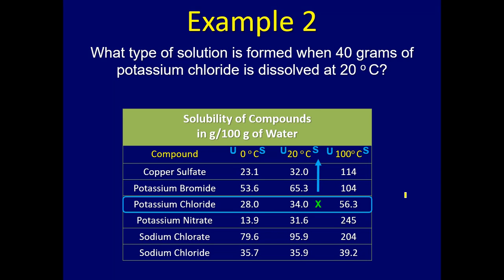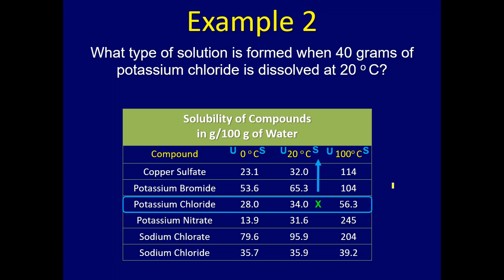Okay, now here we're looking at what type of solution is formed when 40 grams of potassium chloride is dissolved at 20 degrees Celsius. So we're going to find potassium chloride. We're going to find the temperature. Right? And 40 grams is more than the amount listed in the table. So that would be a supersaturated solution.